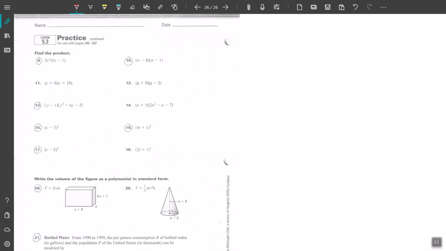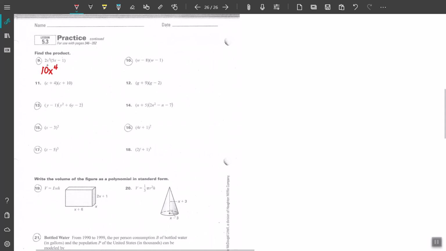So this 2x cubed times 5x, we're going to multiply those coefficients together, the 2 and the 5, to get 10. We are multiplying the x cubed by that x, so the rules for exponents say when the base is the same, we can multiply them. We rewrite the base of x, add those exponents. 3 plus the 1 gives us an exponent of 4. So that's our new first term.